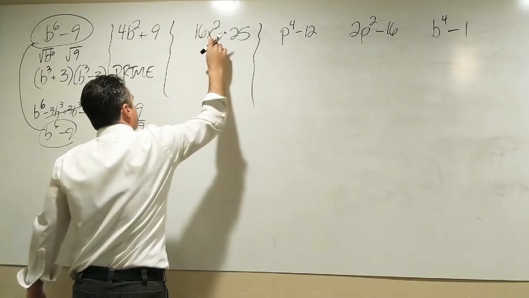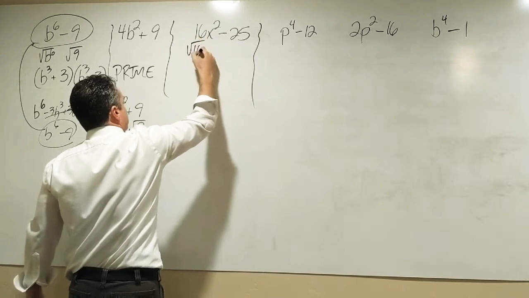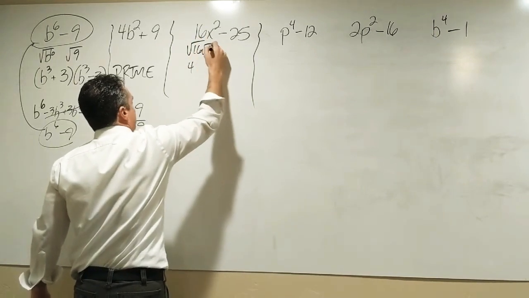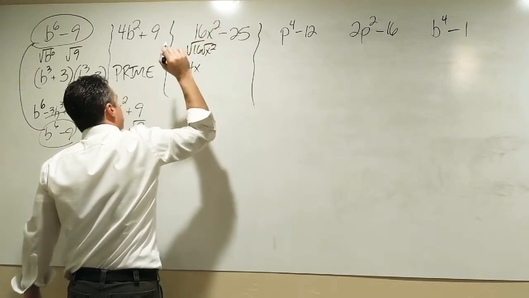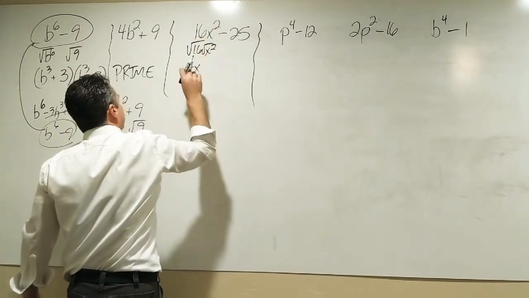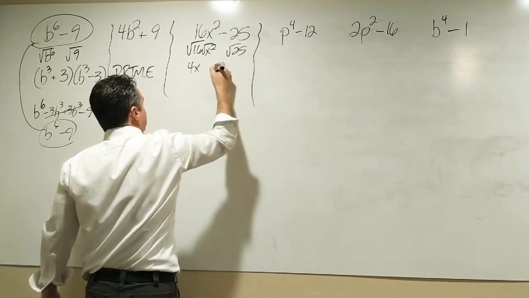Is this the difference of squares? Yes, if it was the sum, we would be done. It's the difference, so I take the square root of 16, which gives me 4, and the square root of x squared, which gives me x, which is 4x. Remember, this is one term, and I can take the square root of the number and the square root of the variable and get this one term right here. And then the square root of 25 is the second term, that is 5.